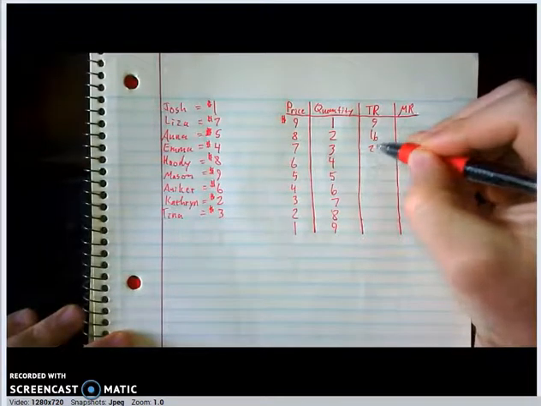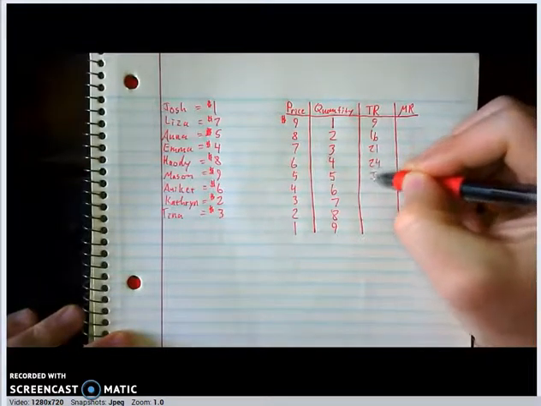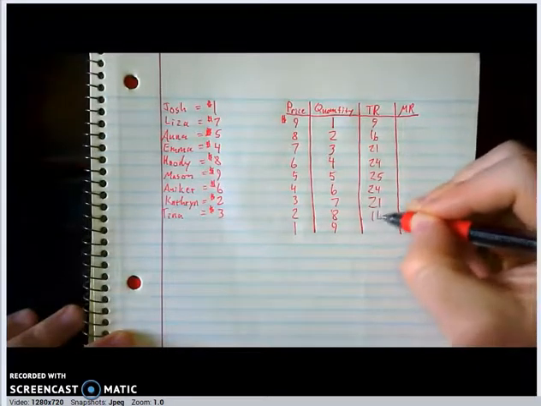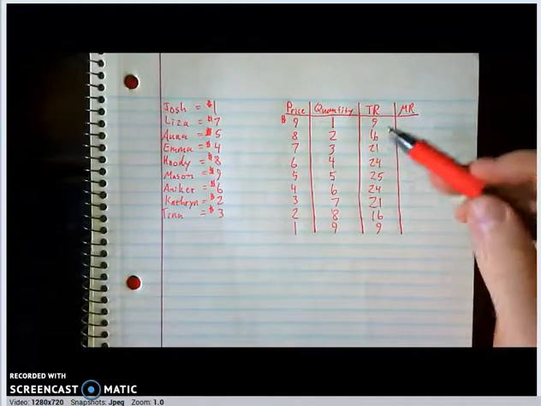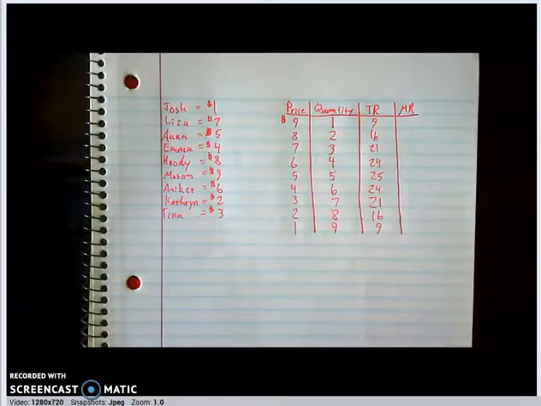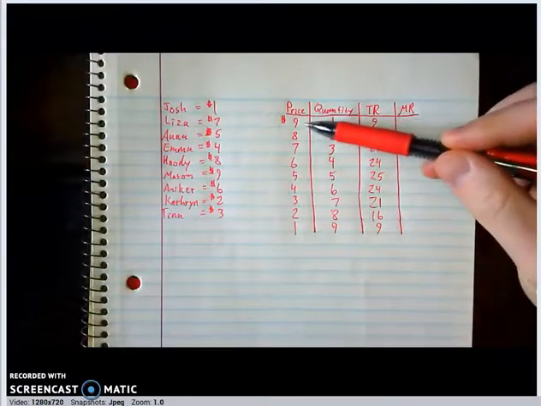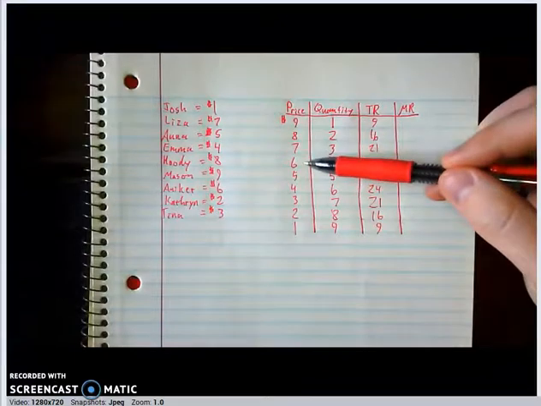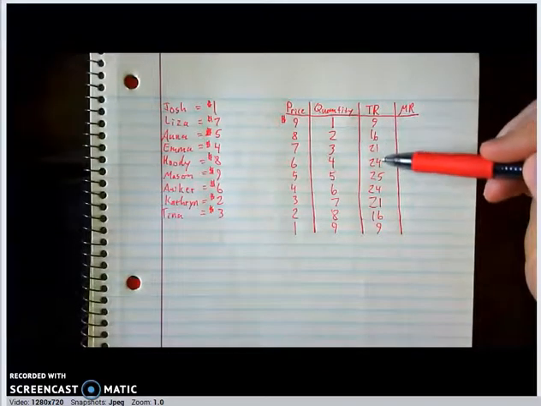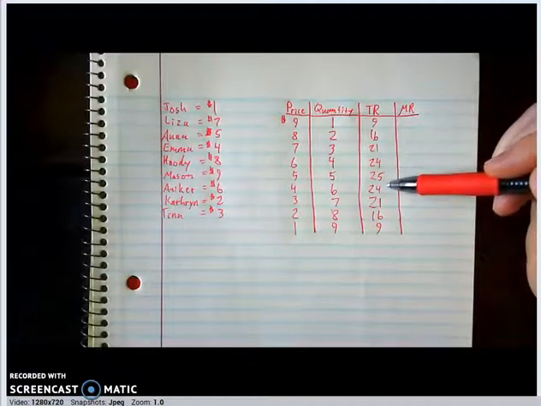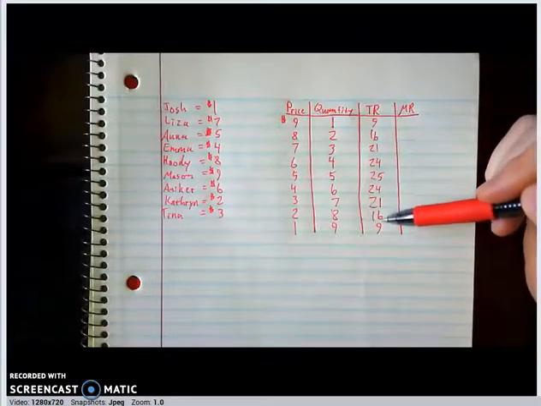7 times 3 is 21. 24, 25, 24, 21, 16, and 9. Okay? This is my total revenue. All right? Now, first thing I want you to notice right off the bat: total revenue, what does it do initially as price is falling? Well, as price is falling initially, total revenue is rising. Okay? And then it gets to the maximum. And then as price continues to fall, total revenue starts to fall as well.